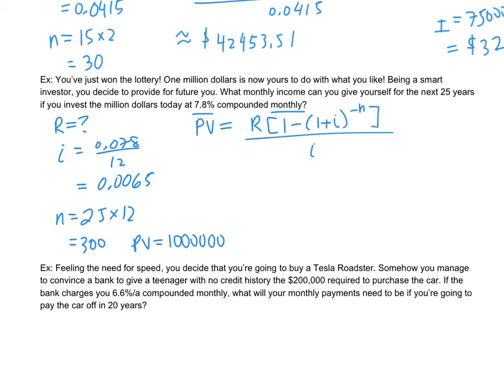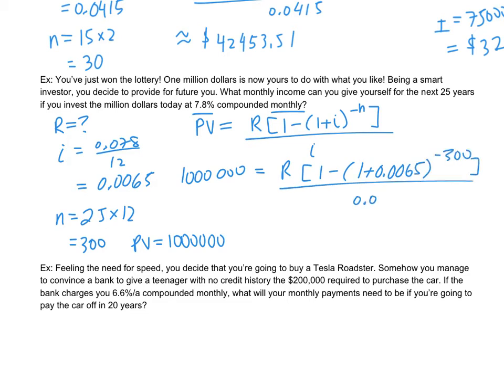I don't want to plug it in incorrectly. So instead of present value, I will put $1 million. I don't know R, I do know my i, 0.0065, so the negative 300 all over 0.0065. Now, just like with the future value scenarios where we were looking for R, I would just put the 1 million over 1 and cross multiply. So 1 million times 0.0065 is 6,500. The rest of it stays the same.